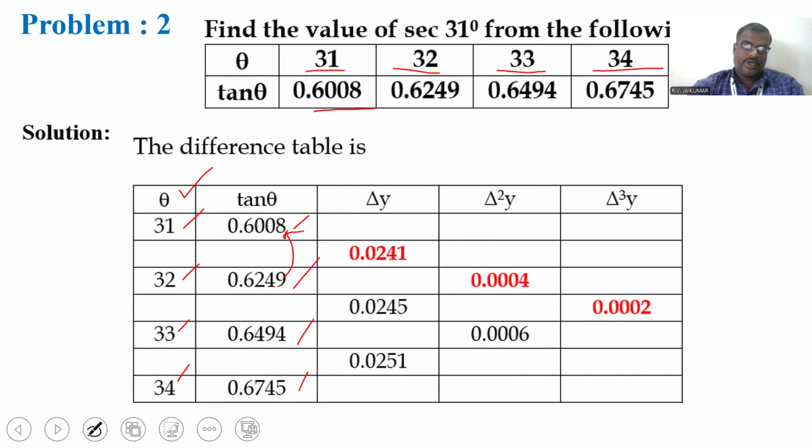0.6249 minus 0.6008, we get 0.0241. Again, subtracting 0.6494 minus 0.6249, we get 0.0245. Then 0.6745 minus 0.6494, we get 0.0251.